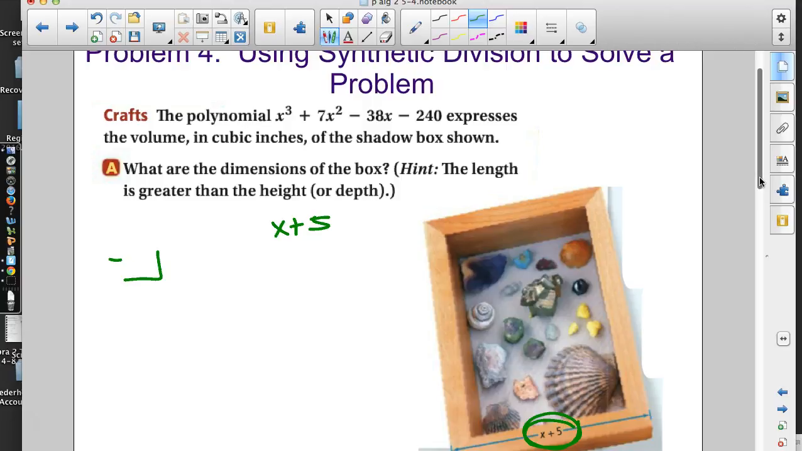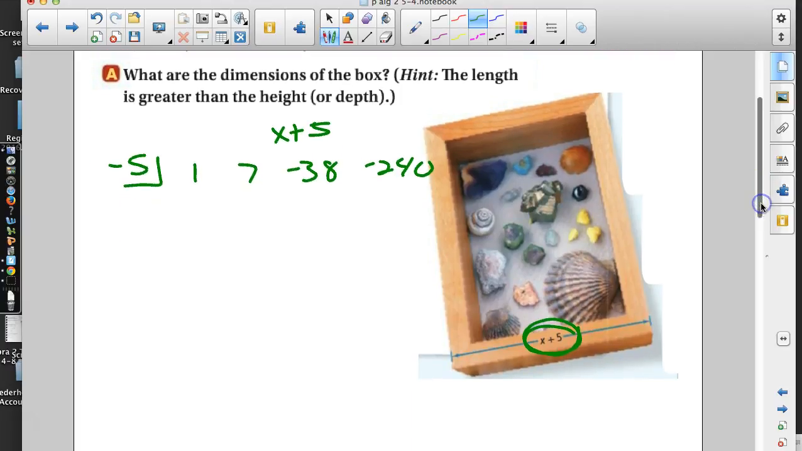So what do we use in the little box? Negative 5. Everything was there. You told me that. I'm going to go for it. So 1, 7, negative 38, negative 240. Now, I'm going to think ahead a little bit. They're telling me that x plus 5 has to work by showing me that picture. So what's going to happen at this last step? Should it be a 0 for a remainder? If it isn't, we messed up somewhere.